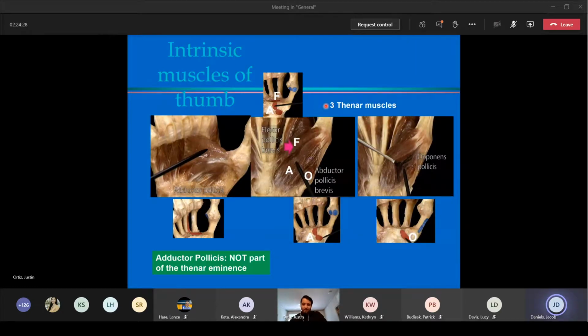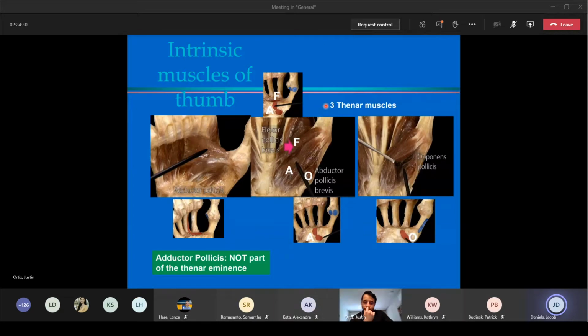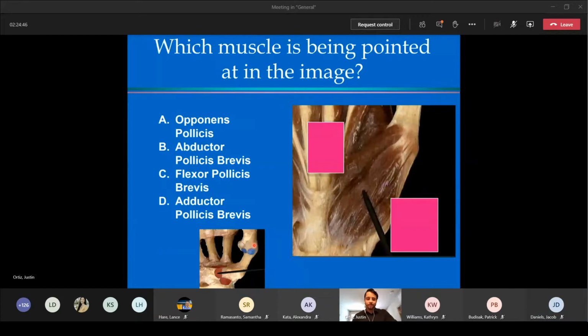Yeah, so I guess my question is, you say we have 3 thenar muscles, and you point to these OAF, but then you have below that the adductor pollicis. Yeah, the adductor. Okay. AD. My bad. I'll make that a capital D, but yeah, adductor is not part of it. Gotcha. Thank you.